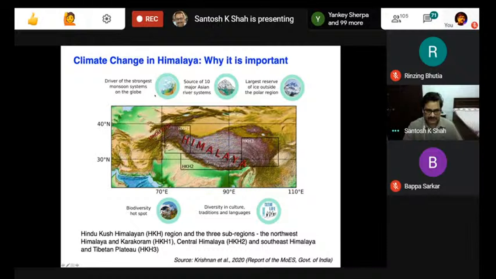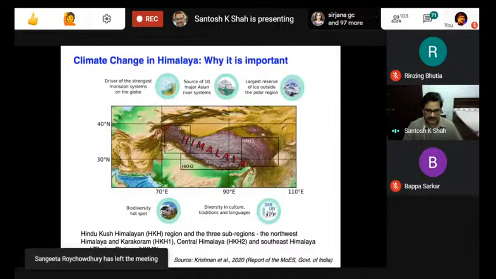Okay, so Himalaya is important in terms of climate change. The extent of Himalaya is very large, and this Himalaya also includes Hindu Kush Himalaya. HK1 includes the Northwest Himalaya and the Karakoram belt. HK2 is mostly the central Himalaya, which also includes North Bengal and the Eastern Himalayan region, and HK3 is the Southeast Himalaya and the Tibetan Plateau. This is a new classification, but I consider the central Himalaya as this portion that extends up to the eastern part of Nepal.